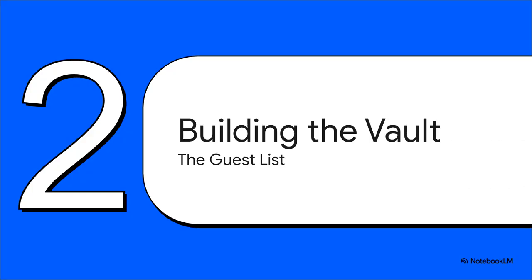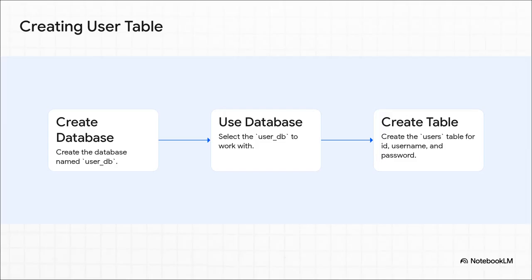First things first, a bouncer can't do their job without a guest list. So that's where we start, with our database. This is the digital vault where we're going to securely store the information for everyone who's allowed inside. Using a language called SQL, we give our first few commands. We tell the system, hey, create a database for us called user_db. Then, inside that database, we build what's called the users table. This table is our guest list. It's got columns for an ID number, a username, and of course, a password for every single person.